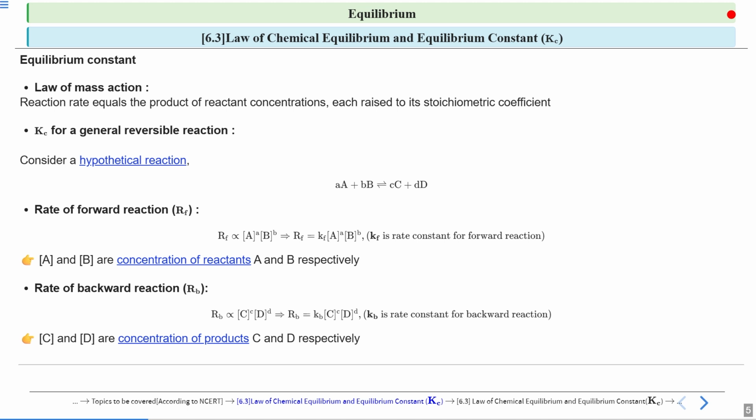Basically, C and D are products with respect to the given equation. But when you are considering the backward reaction, your products become the reactants, which are C and D, and again they will be raised to the power small c and small d, which are their respective stoichiometric coefficients. Again, when you remove this proportionality sign, you introduce a proportionality constant, Kb, which is the rate constant for the backward reaction.